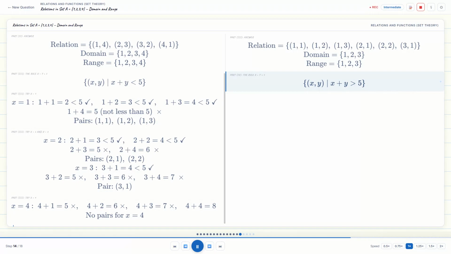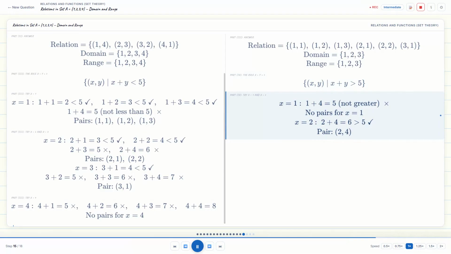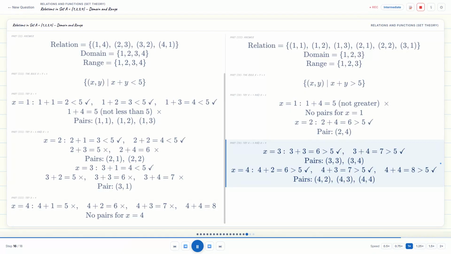In the last part, x plus y must be greater than 5. That means the two numbers added together must give something bigger than 5. When x is 1, even 1 plus 4 is only 5, which is not greater than 5. So no pairs for x equal to 1. When x is 2, only y equal to 4 works because 2 plus 4 is 6. When x is 3, y can be 3 or 4 because both sums are bigger than 5. When x is 4, y can be 2, 3 or 4. The bigger x is, the more pairs we get.